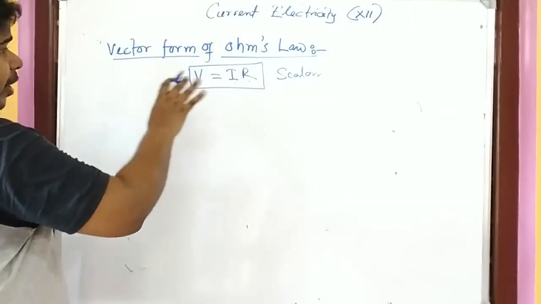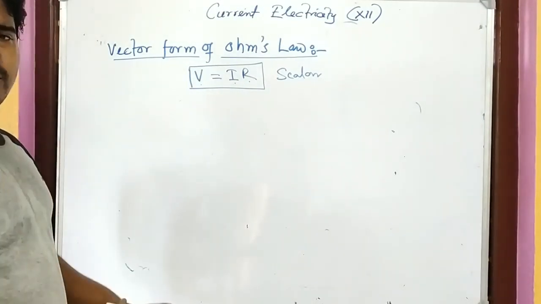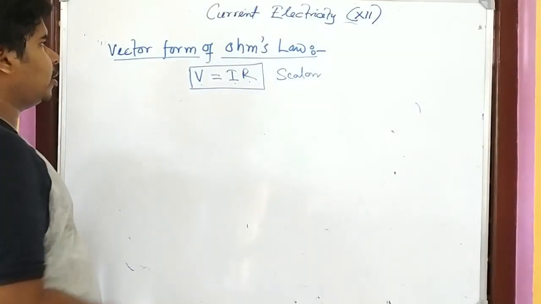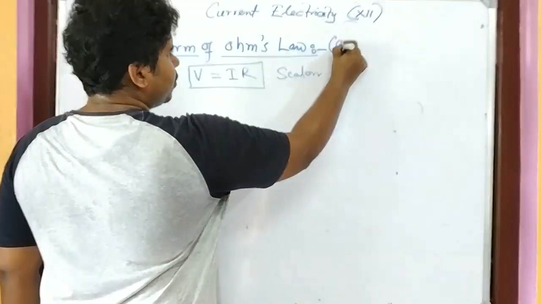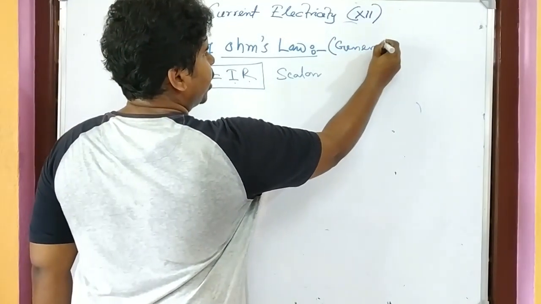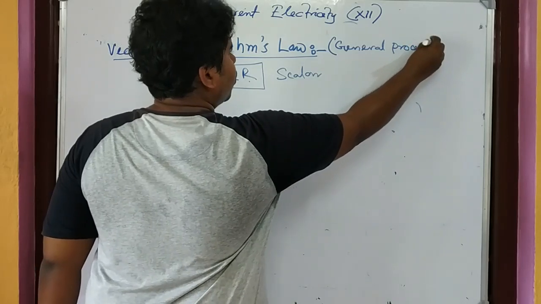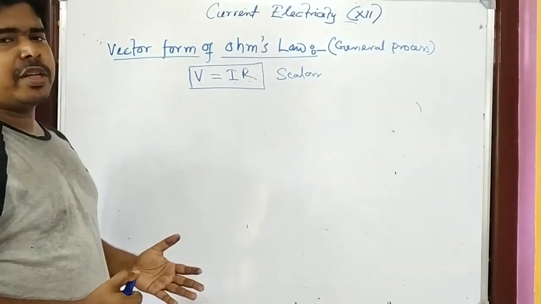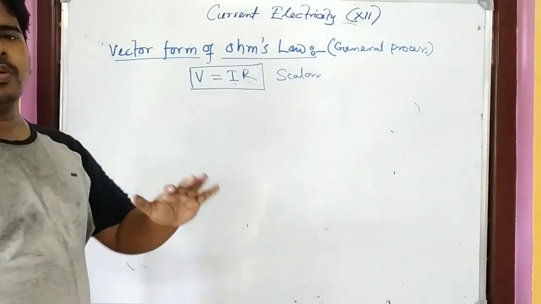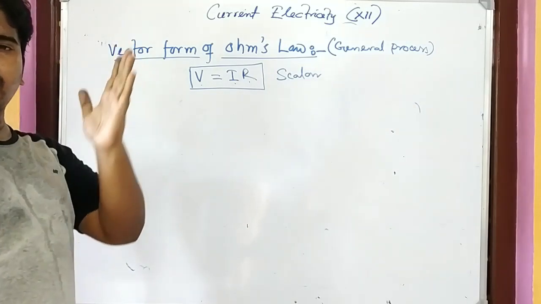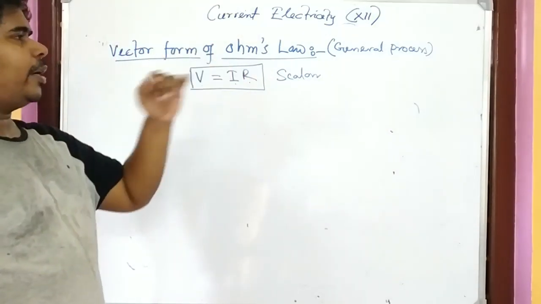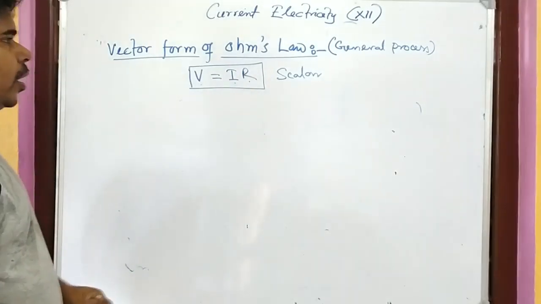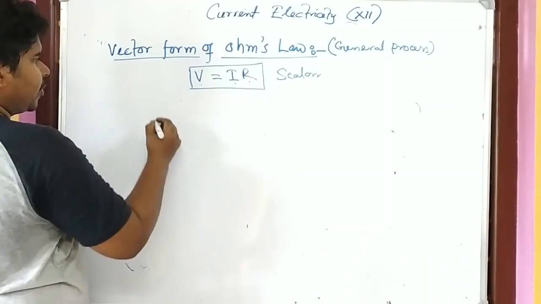Let's see. The vector form of Ohm's law we can derive later also by a different method, that is known as drift velocity. But here we have to mention it in a general process. Now you may ask, sir, if it comes in the exam, which one do we follow? If it is mentioned that you have to find the vector form of Ohm's law with the help of drift velocity, that we will discuss later. And if it is only to find the vector form of Ohm's law, you can do it by any process. So let's see.